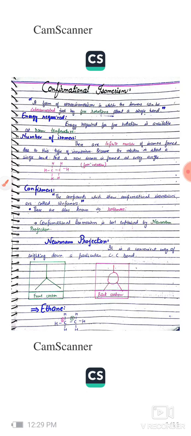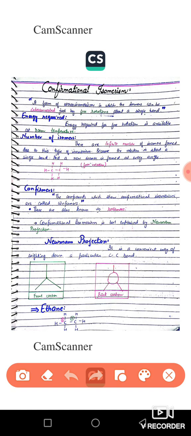Everyone, in today's video we are going to discuss conformational analysis and see what conformational isomerism is. In the previous lecture, we discussed the types of isomerism. We discussed structural isomerism and all its types. Then in the next lecture, we discussed stereoisomerism, and we discussed the two types of stereoisomerism.